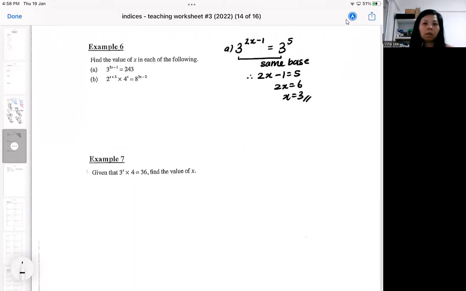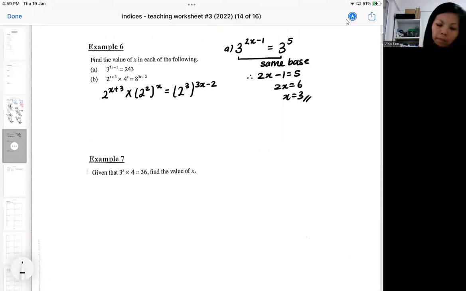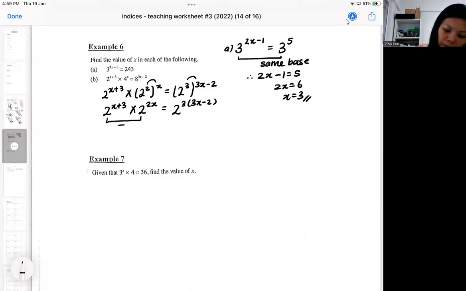So in part B, you see a lot of base 2, base 4, base 8. But all these numbers have a common property. I can change 4 to 2 squared. I can change 8 to 2 cubed. And in fact, I have to do the double power rule here, so I have to multiply the power. And then this is same base one more time, same base multiplication. So let's execute the same base multiplication by adding the power.